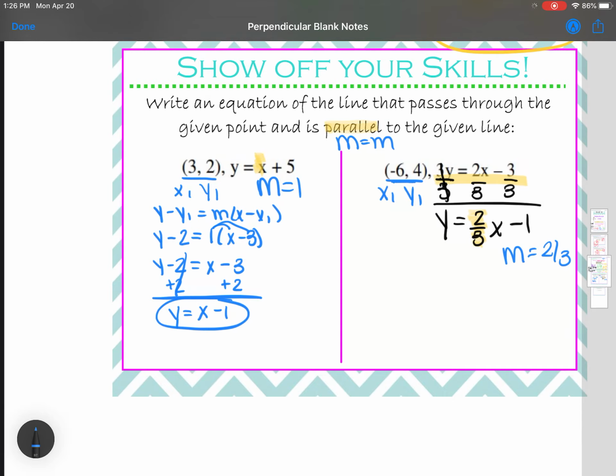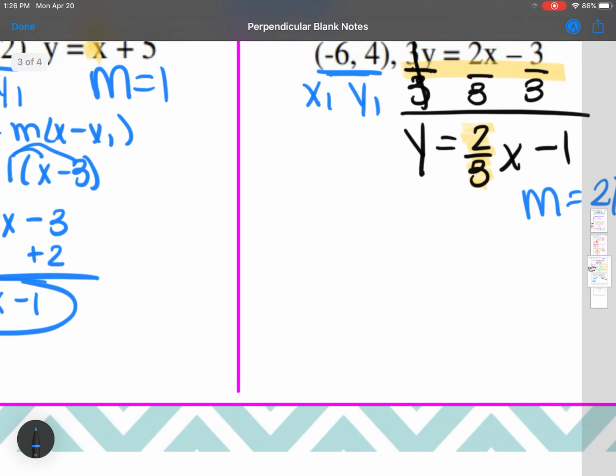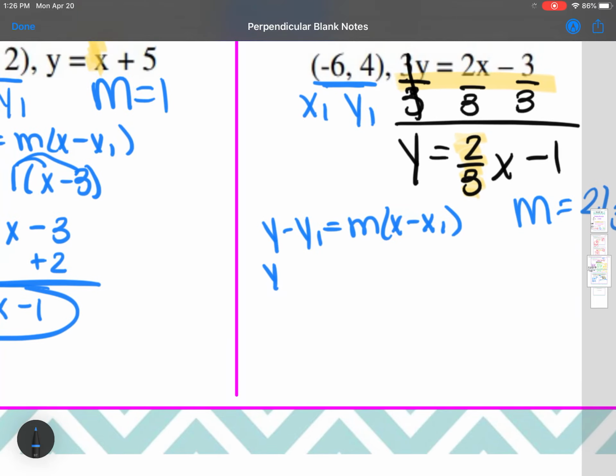My point, x1, y1. Just going to plug it in. Y minus y1 equals m times x minus x1. Y1 is 4 times 2/3 is my m. X minus x1 is negative 6. Minus negative becomes plus. Okay, now I'm going to distribute.